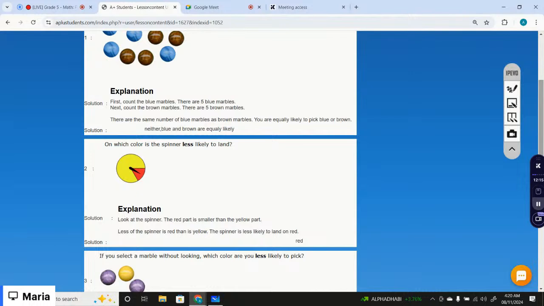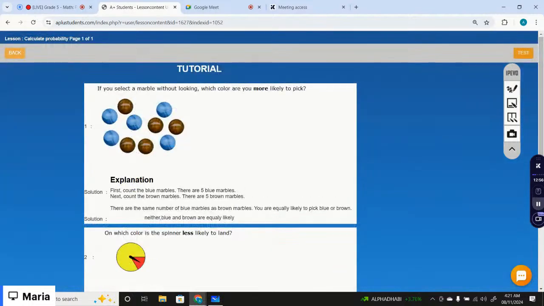Okay, just look at the next one, which is less likely to land. So the spinner has two colors, yellow and red, right? The spinner has less red portion than yellow. So that means it is less likely to land on red. Got it? Okay, let's just start with the test questions.